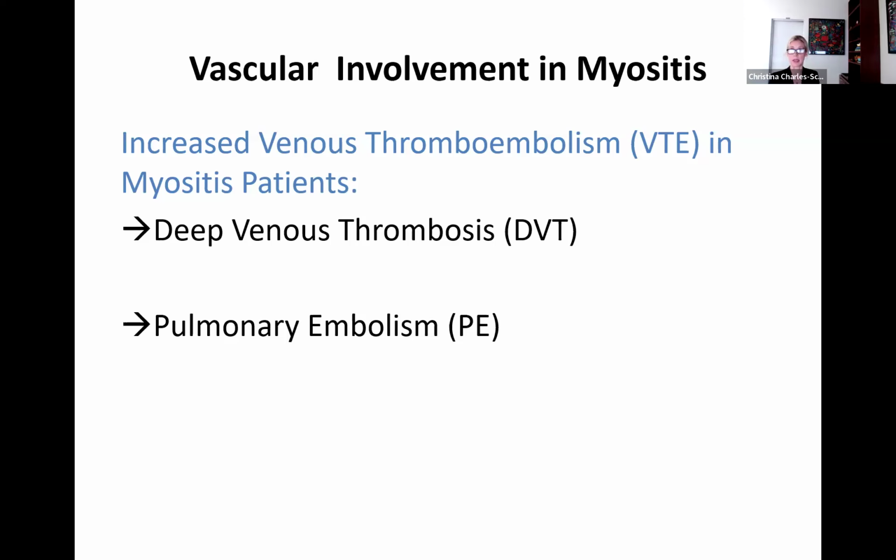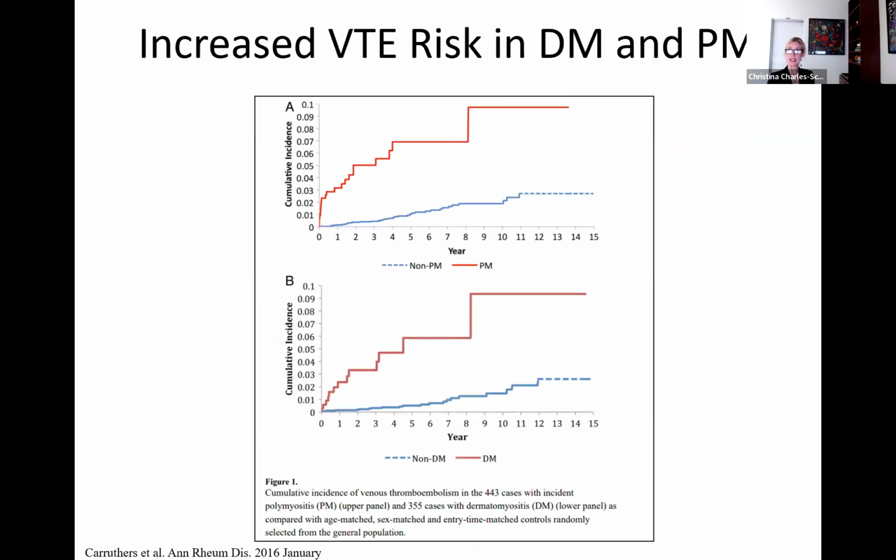You guys are inspiring me. But here's the data. And again, this is not small data. It may be relative to the pulmonary fibrosis data, which is a larger population. This is 443 cases, and this is PM and DM again, but 443 cases of PM and 355 cases with DM compared to age matched and sex matched controls, right?